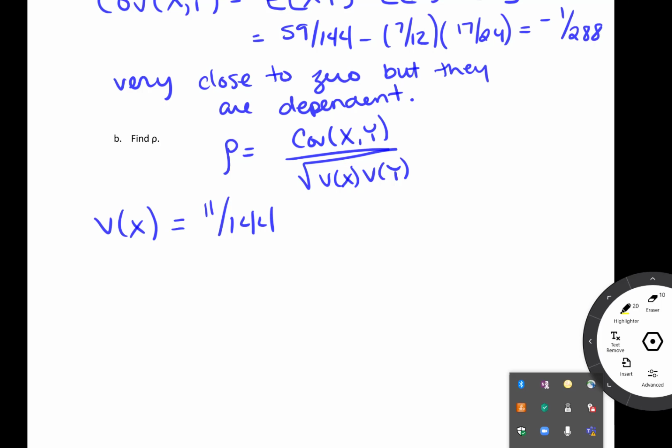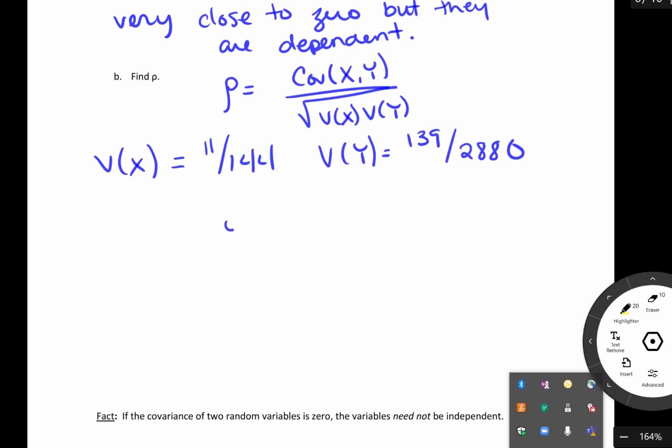You could do this one of two different ways. You could either use the joint distribution and look at the double integral, or you could find the marginal for x and the marginal for y and do it that way. But either way should yield these results. So then we can plug that in.